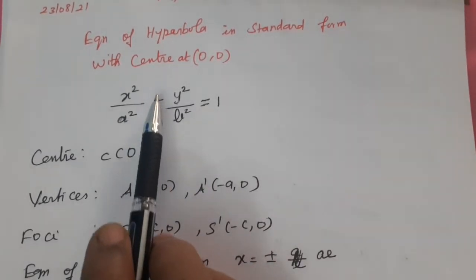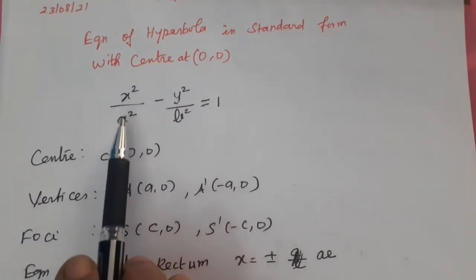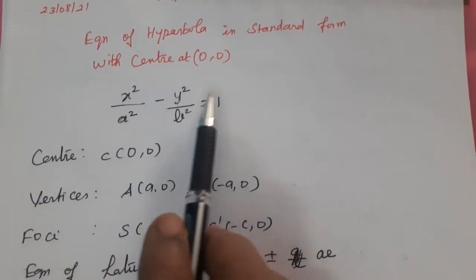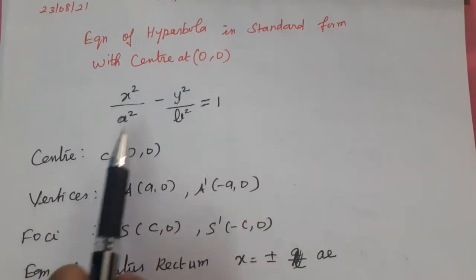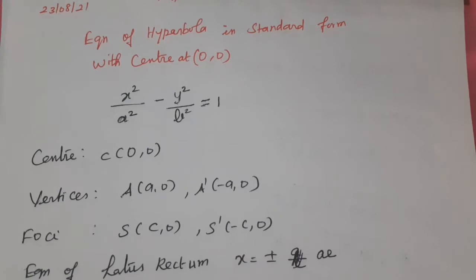Suppose instead of minus it has plus, it is nothing but what? Ellipse. Keep it in mind, only the symbol changes. x square by a square plus y square by b square equal to 1 is an ellipse. But x square by a square minus y square by b square equal to 1 is the equation of the hyperbola in standard form.